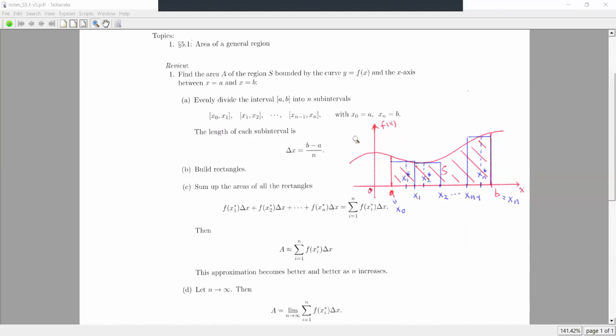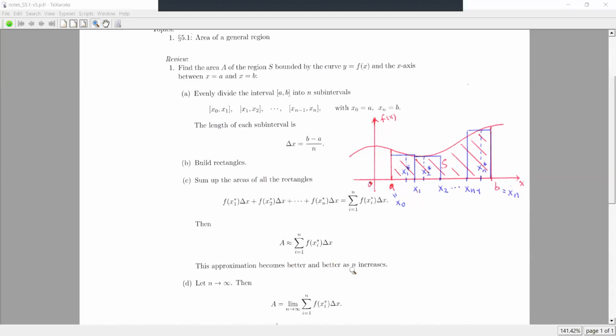Now, from this diagram, we can see that the sum of the areas of all the rectangles roughly is the area of the region S. Yeah, roughly. A here means the area of the region S. A is about this sum.